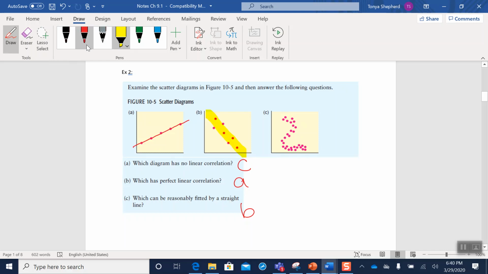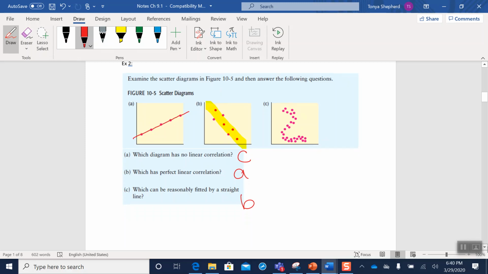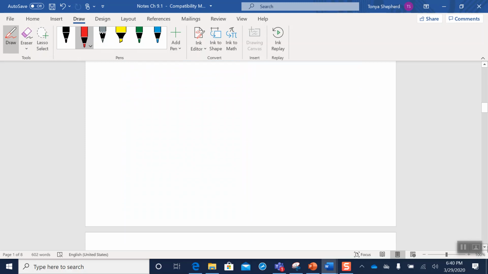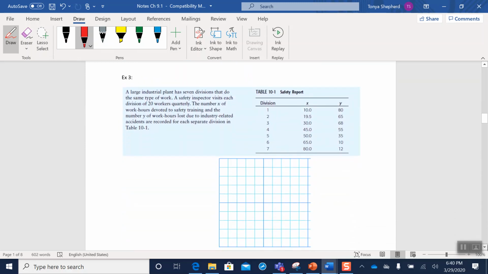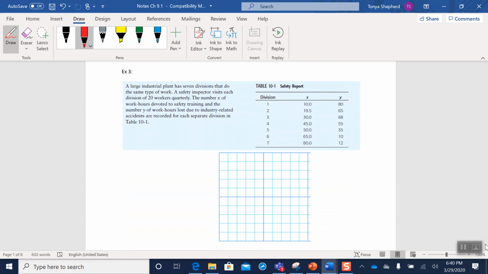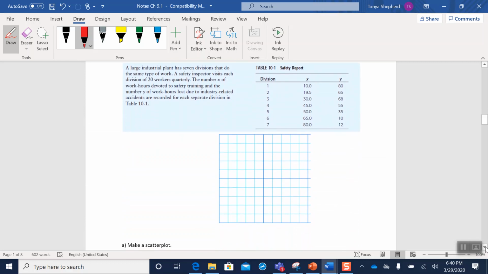Okay, so hopefully that's pretty straightforward. Just being able to identify a linear correlation. Okay, moving on to something a little more interesting.